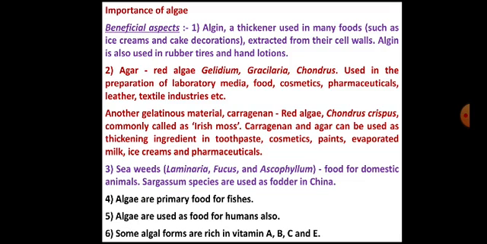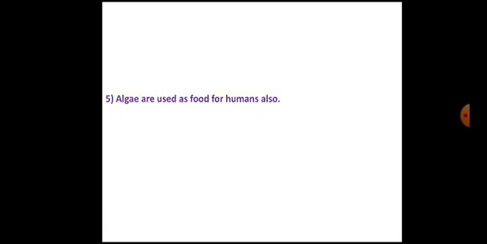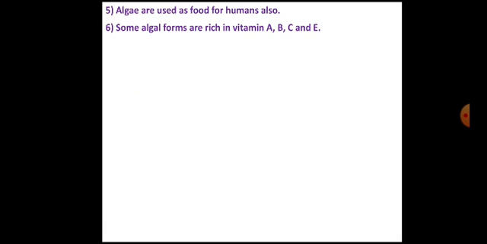Some algal forms are rich in vitamins, so they can be used as a source of vitamins A, B, C, and E. Algae are used as food for humans also, as mentioned. Aerobic sewage disposal plants also contain algae, and the importance is oxygenation. They generate oxygen which is required in aerobic sewage treatment plants.